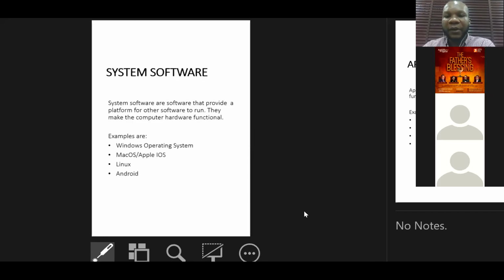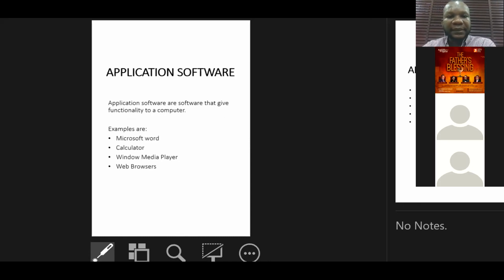Now, we are going higher, we are going deeper. So the next thing is the application software. Application software is software that gives functionality to a computer. When I say gives functionality, if I ask somebody now, what is a computer used for? I need one person to answer this question.